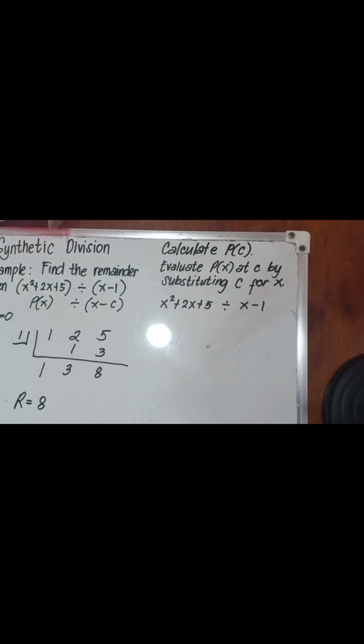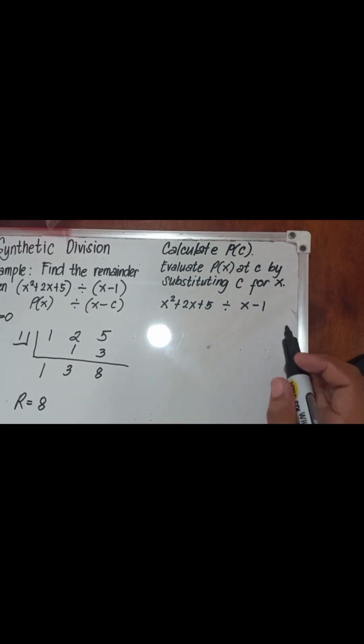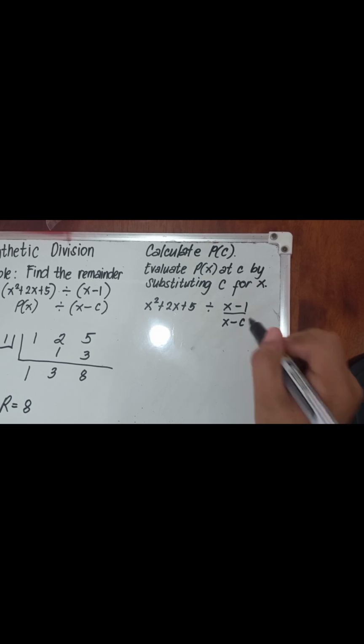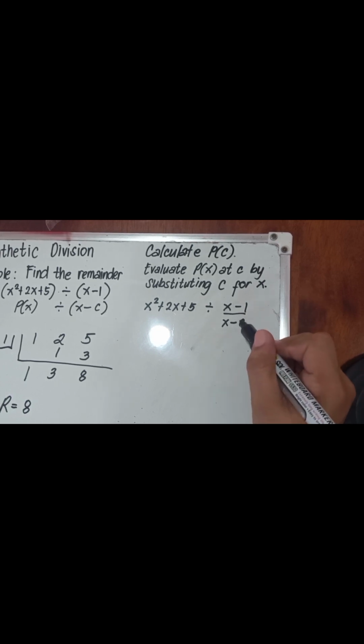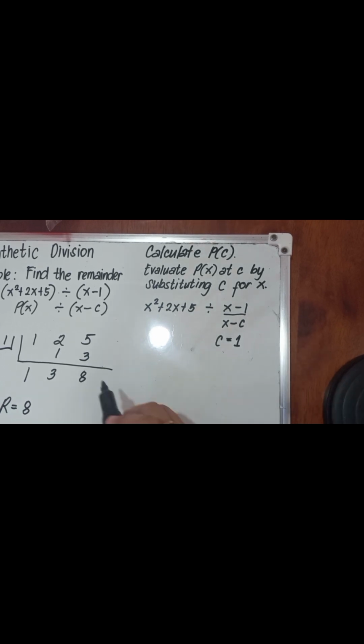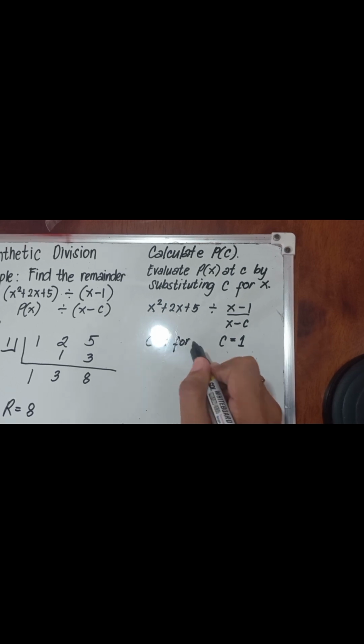Another way to find the remainder is to calculate P of c. That is, we need to evaluate P of x at c by substituting c for x. So with the same given, we have x squared plus 2x plus 5 divided by x minus 1. Now take note, our divisor is in the format x minus c. So the value of c is equal to positive 1. So we will substitute c equals 1 for x.